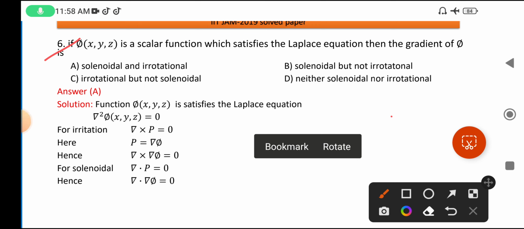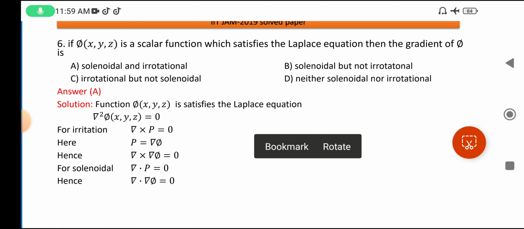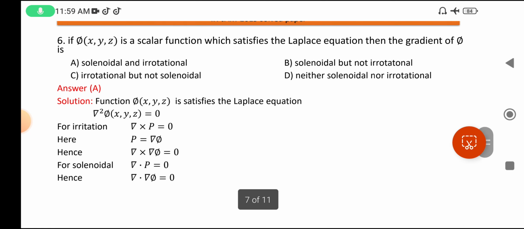Next, question number 6. If phi of x, y and z is a function which satisfies the Laplace equation, then the gradient of phi is, okay. Here we have to calculate the gradient of phi. What is the gradient of phi?